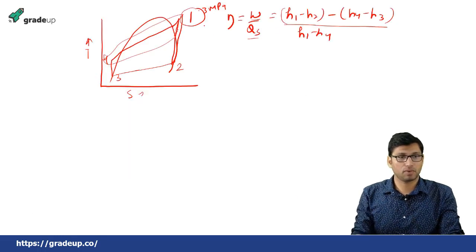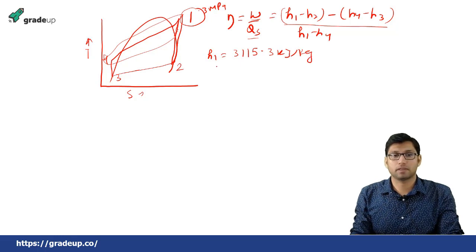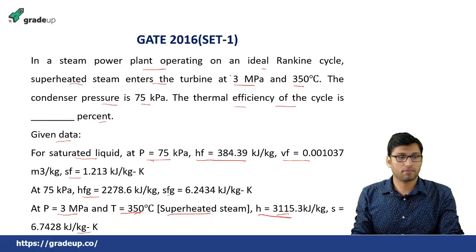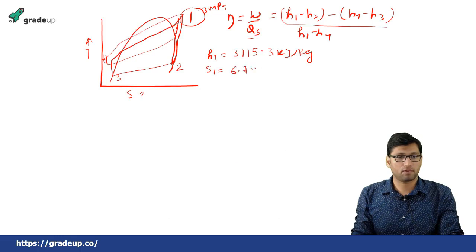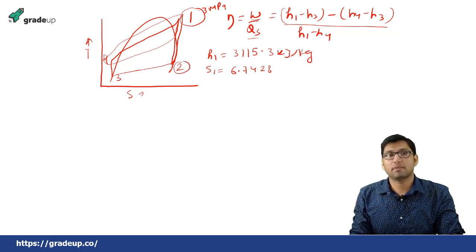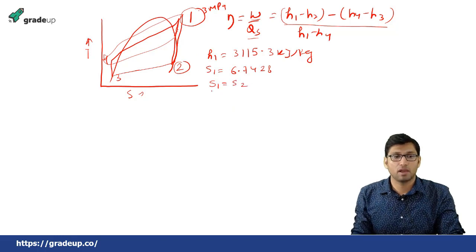The enthalpy is given to you: H1 is equal to 3115.3 kilojoule per kg. Along with that, the entropy is also given at this point, which is equal to 6.7428. We have to find S2. Since this is an isentropic expansion in the turbine, S1 will be equal to S2. So S1 is equal to 6.7428.